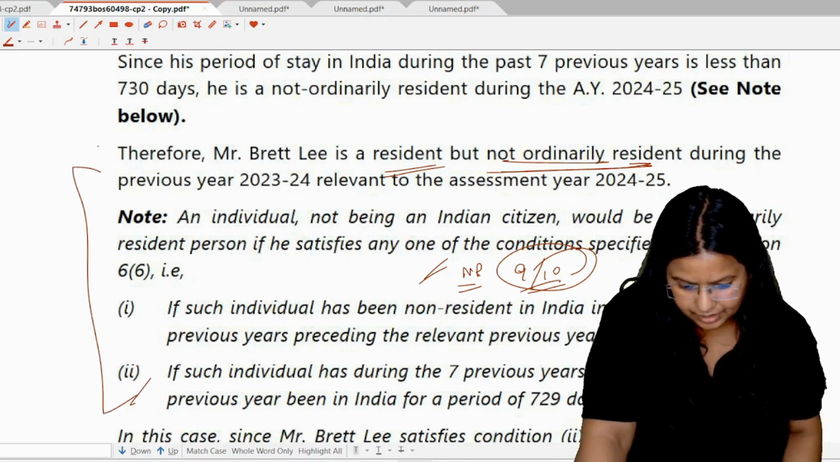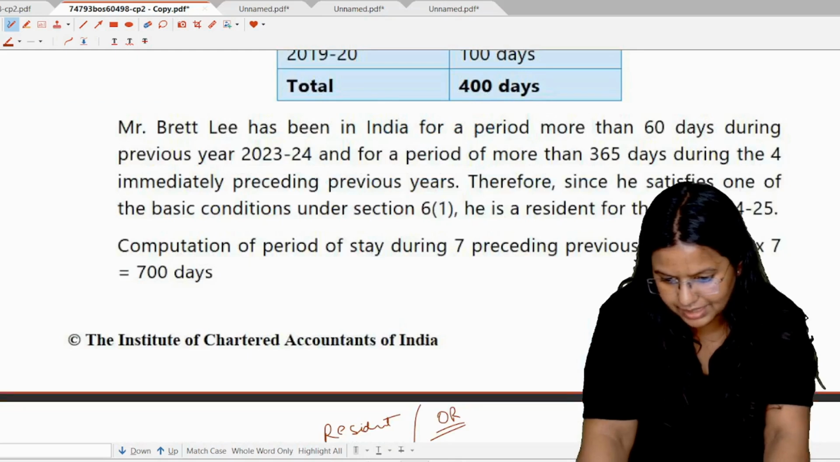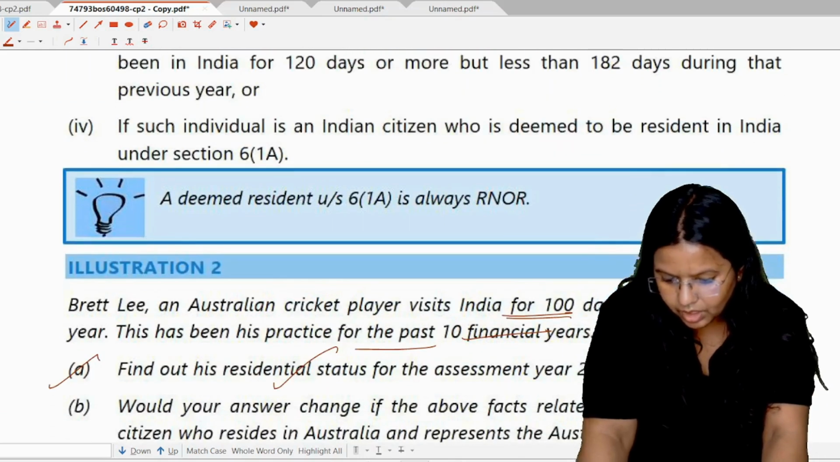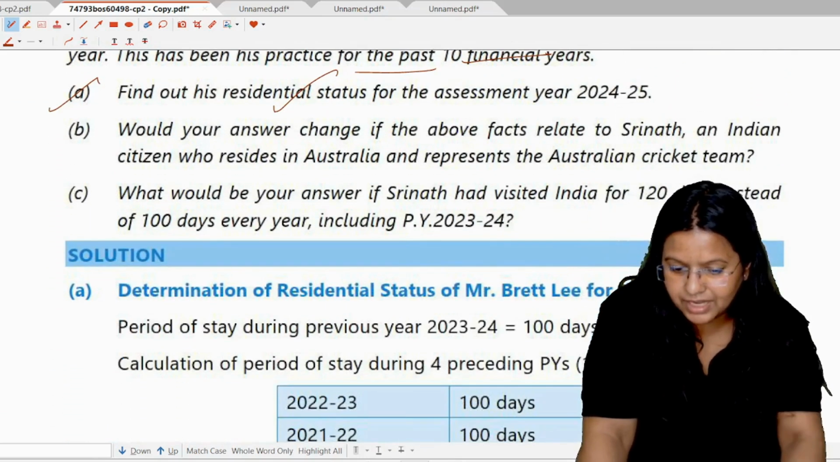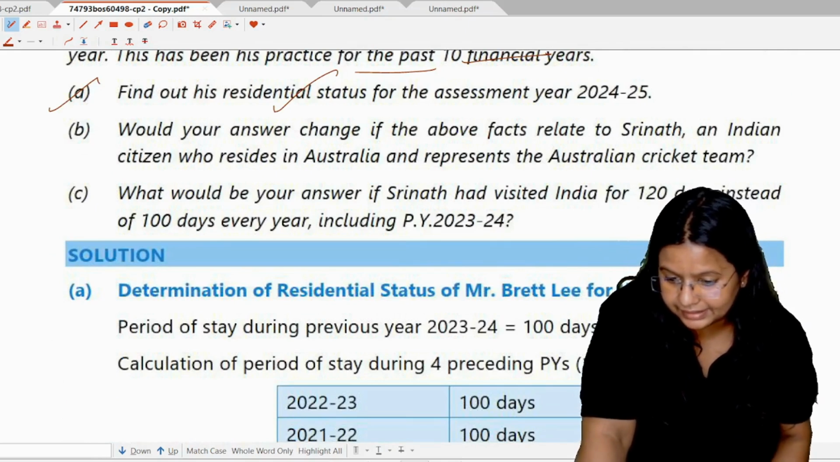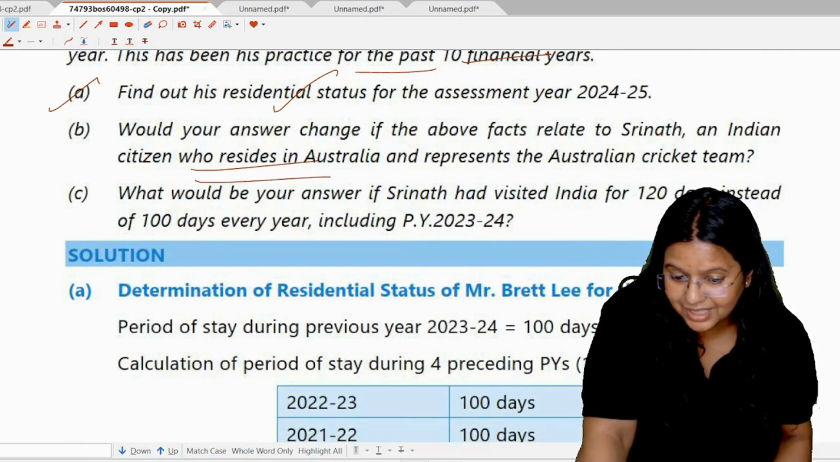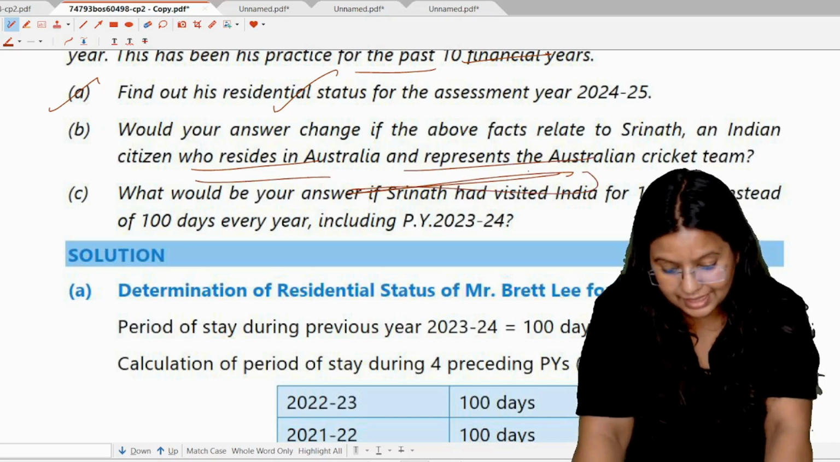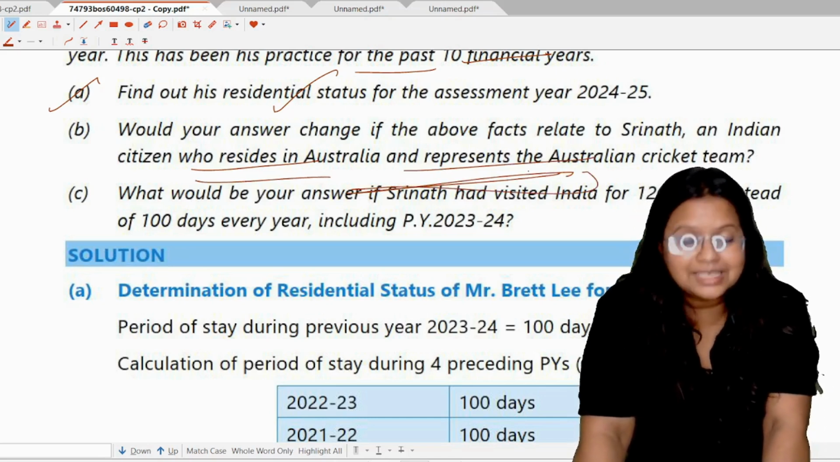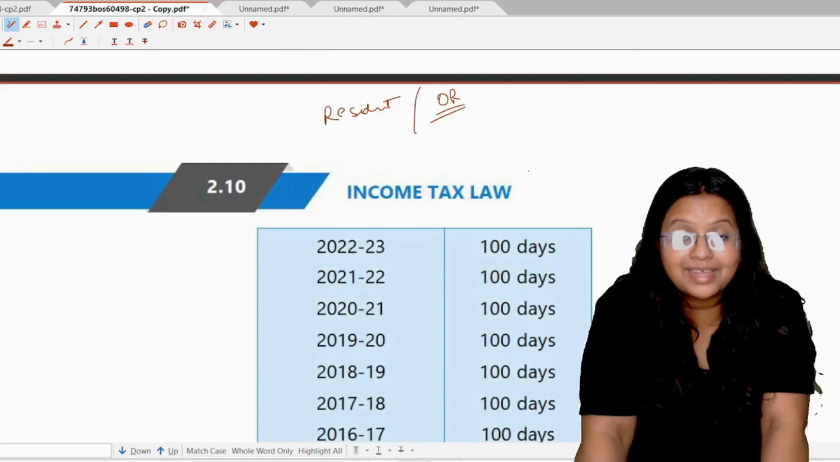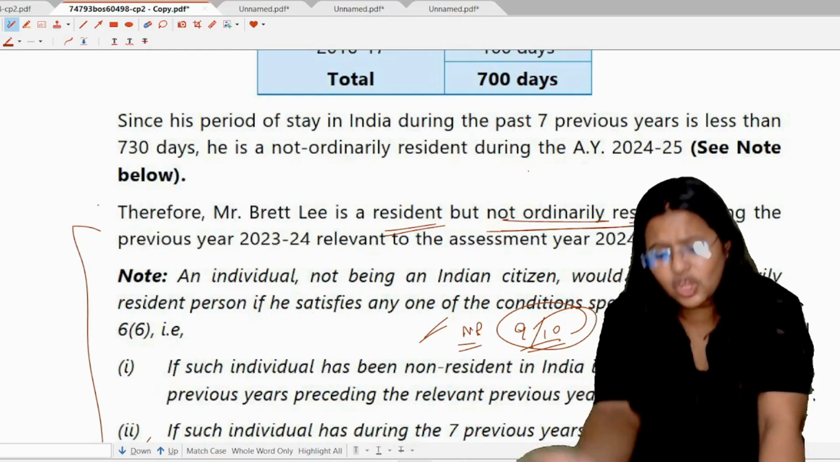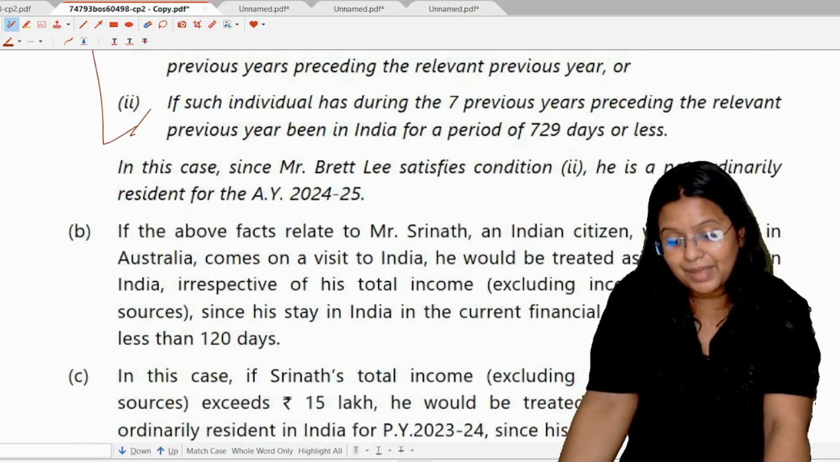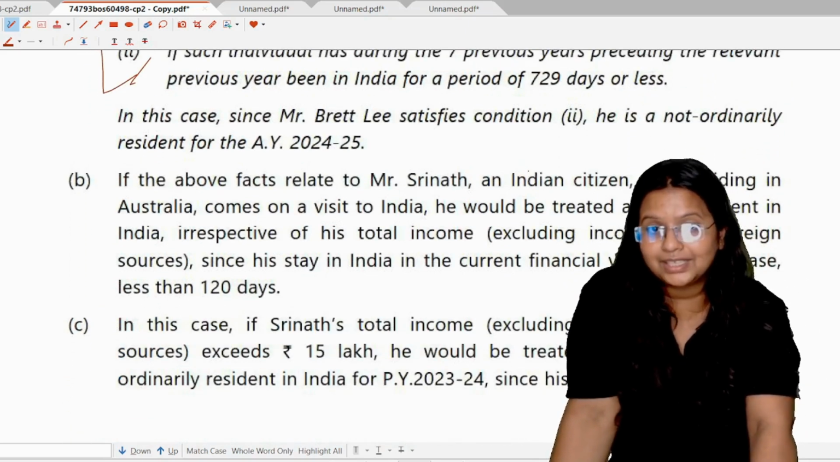Now come to the next point of this question, that is point number B. Would your answer change if the above facts relate to Srinath, an Indian cricket citizen who resides in Australia and represents the Australian cricket team? Tell me one thing, students. If these points are related to Srinath, who is an Indian citizen, does your point of view change? Do the basic conditions change? Tell me one thing. Yes, ma'am.